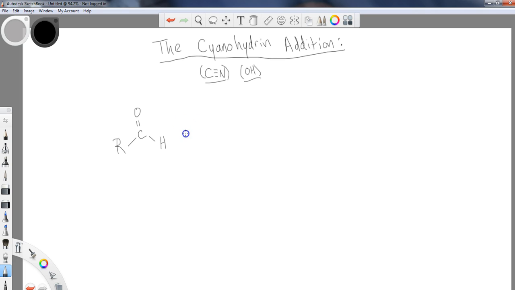This reaction, first of all, is in equilibrium. And so we show the back and forth arrows like this because this is a reversible reaction. And what we use is HCN. Now, if you use just HCN, this reaction is very, very slow. And so we tend to add as a catalyst a little bit of minus CN in with the HCN.